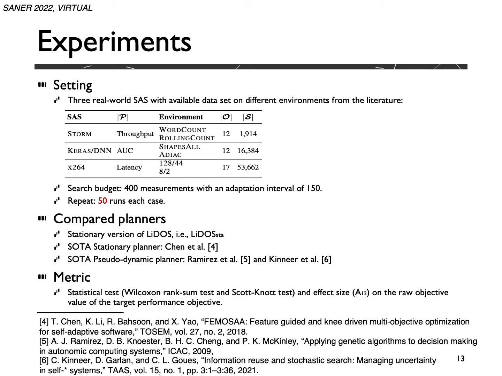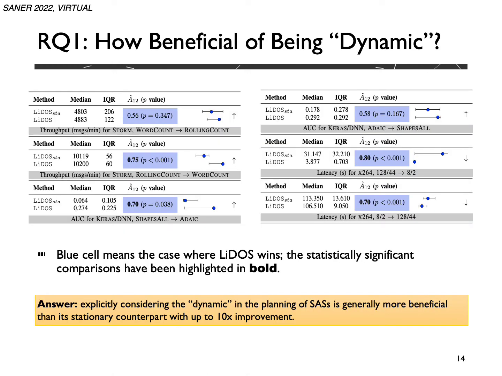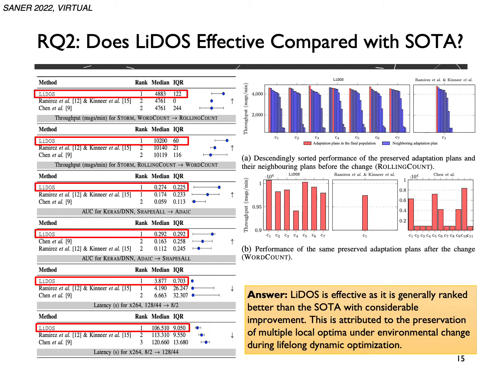And as for metrics, we use various statistical tests and effect sizes to make sure of the reliability of the results. So for the first RQ, we ask how beneficial it is to be dynamic. So we compare Lidos with its stationary counterparts. As we can see, Lidos performs significantly better in terms of statistical tests and also the magnitude of improvements, with up to 10 times more improvement. That means explicitly considering dynamics in Lidos is generally more beneficial for SAS planning.